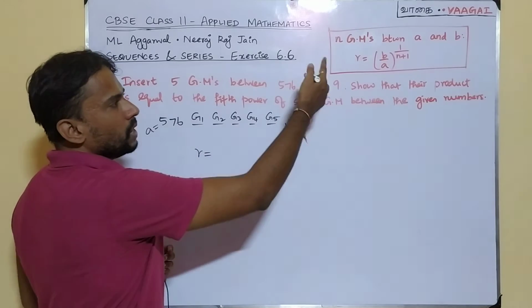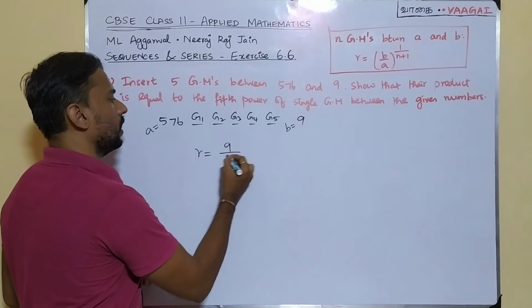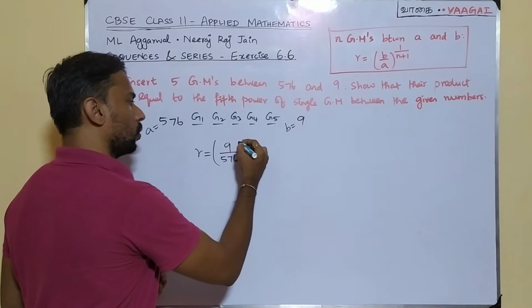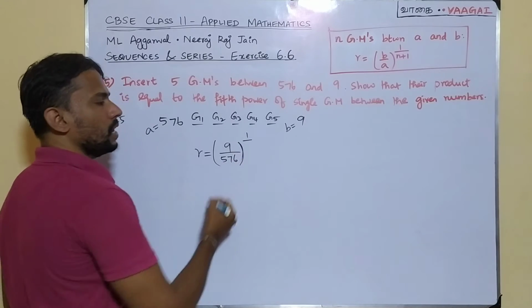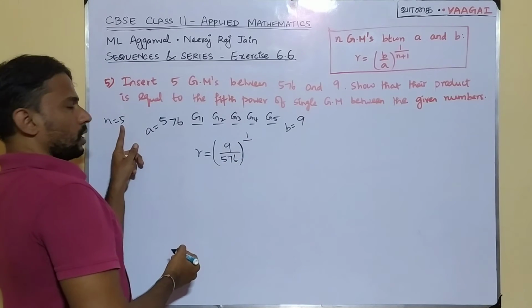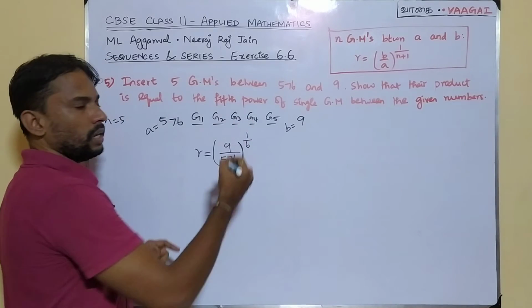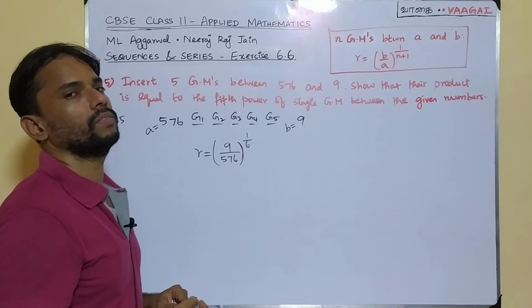So B by A, that is 9 divided by 576, whole to the power 1 by n plus 1. n is 5 here, so n plus 1 is going to be 6, so power 1 by 6. This is what we have here.